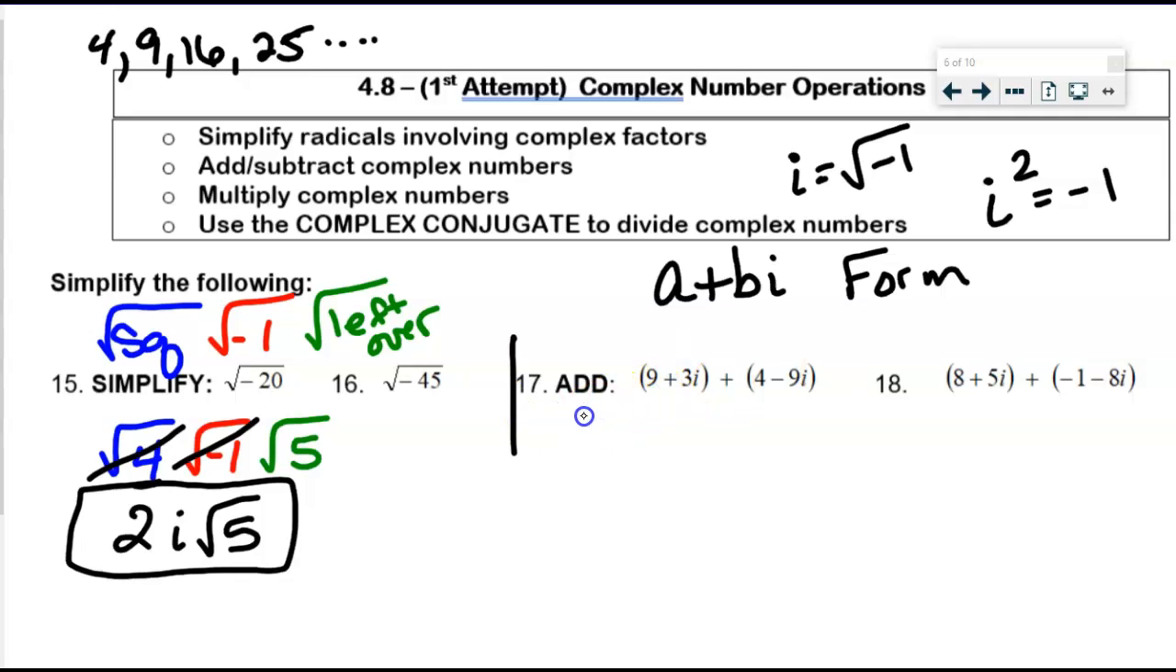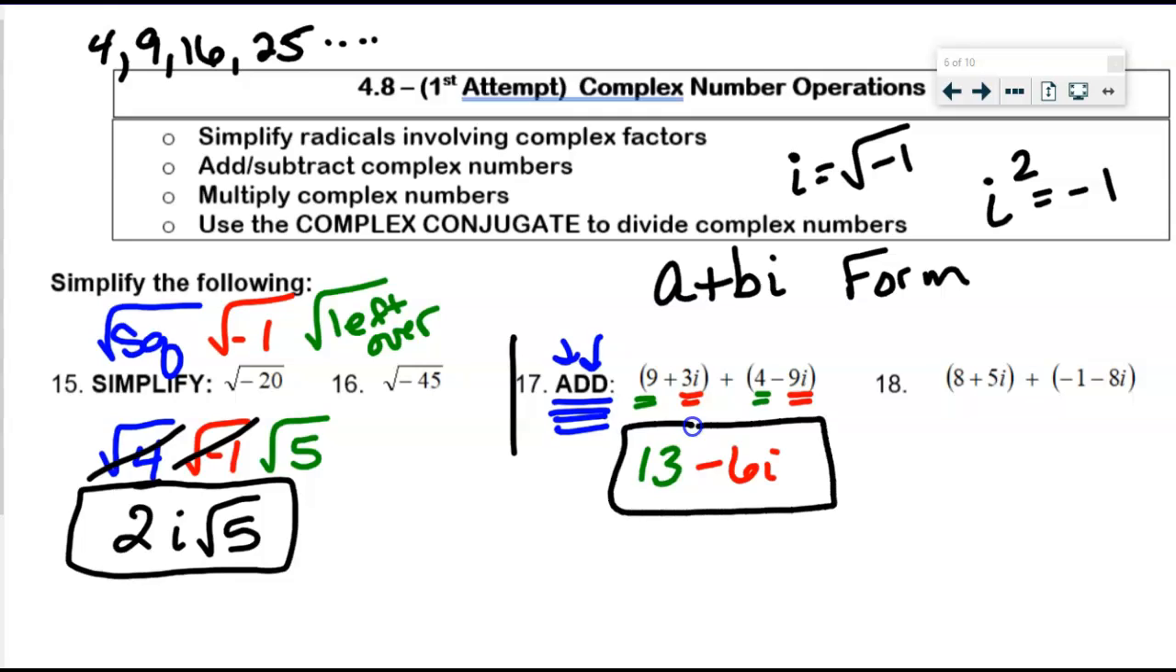17, for some reason, kids keep getting this one wrong, and they're making it harder than it is. All I want you to do is add. You're just adding the complex numbers together, which means you're going to add the real parts. So 9 plus 4 is a 13. And then you're going to add the imaginary parts together. So 3i plus -9i is -6i. That is all you have to do for this question. Just add the real parts and add the imaginary parts, and then stop your work.